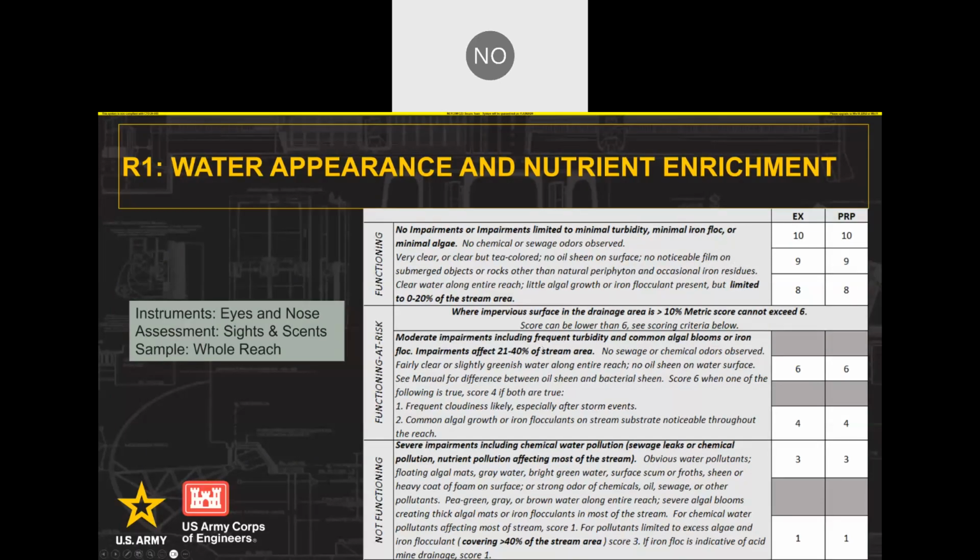And then your next category is, let me do the worst ones first because it makes more sense that way. Not functioning is saved for like severe pollutants. Like you've got major chemical water quality issues like sewer leaks where you're getting that gray, smelly water, chemical pollution, oil slicks, major nutrient pollution, things where like the whole bottom of the stream is covered in algae or a lot more than 40% of it. Or you just have iron flocculent that's choking everything up. Hopefully it clears up over time. Those are a couple examples. And then, yes, I already talked about the other items.